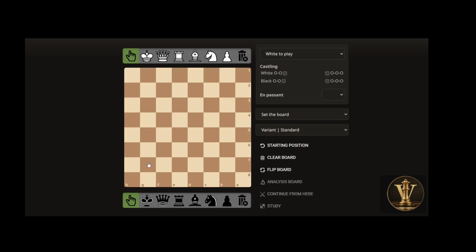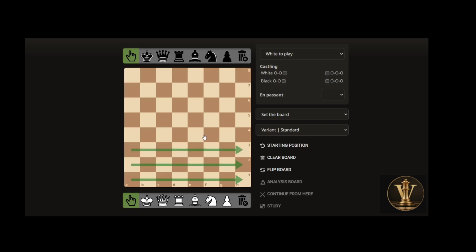Now each rank has a representation. Let me flip the board first. Okay, now it is easy to understand. Each rank has a number. So ranks are represented with numerical numbers: this is rank 1, this is rank 2, this is rank 3, and so on up to rank 8. Here you can see 8 written. It means this is the 8th rank, this is the 7th rank, 6th rank, 5th rank, and this is the first rank.